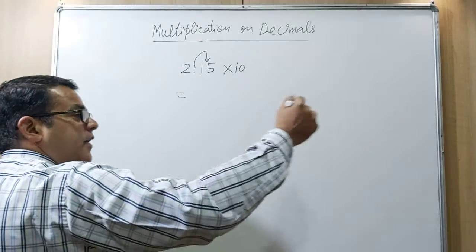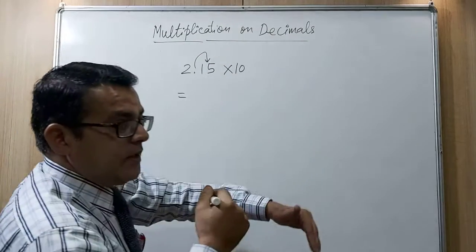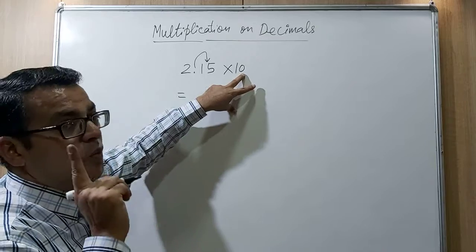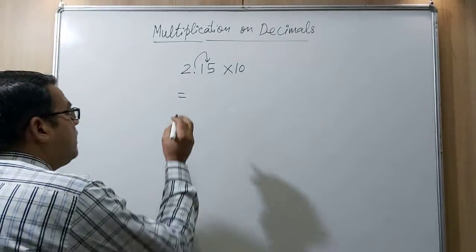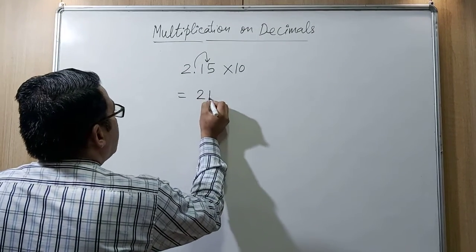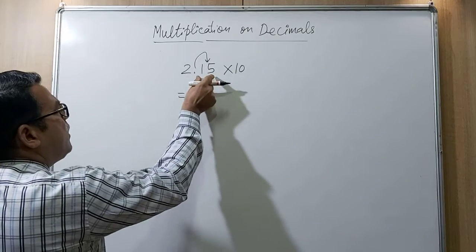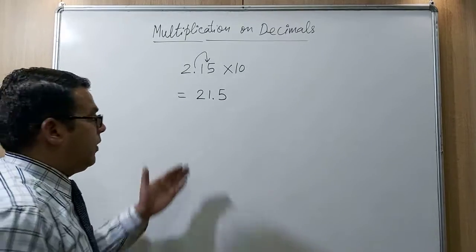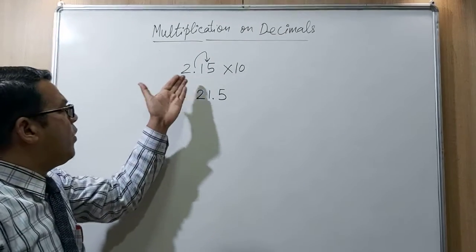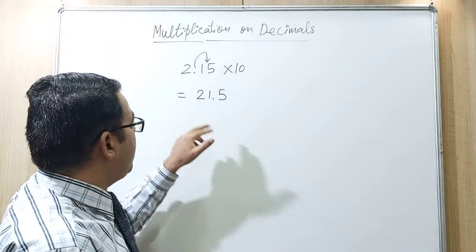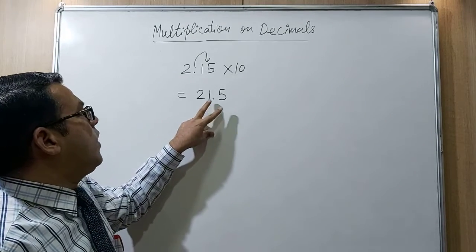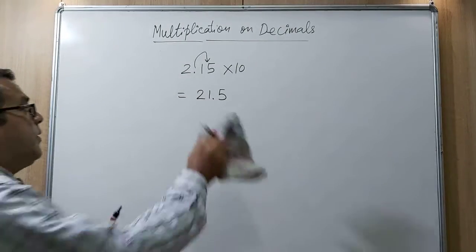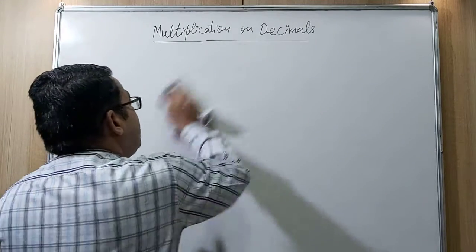This is my right hand, and we will shift from left to right. Why are we shifting one place? Because after 1 we have only 10. So what is our answer now? 2, 1. Now the decimal point we have shifted between 1 and 5, so we can write it as 21.5. So when we multiply 2.15 by 10, what we have is 21.5. Hope you understand.